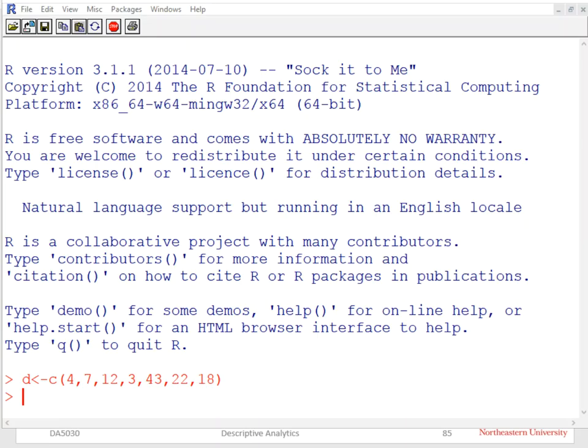So let's look at an example in R. Let's say for the sake of example that I have some data vector. It could be a column in a data frame, or just a list of values. I made one up here. It's just a series of values: 4, 7, 12, 3, 43, 22, 18. To do anything with outliers, you first have to calculate the z-score, which requires knowing the standard deviation. So let's calculate that first.